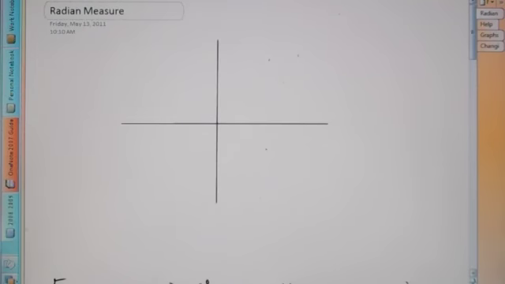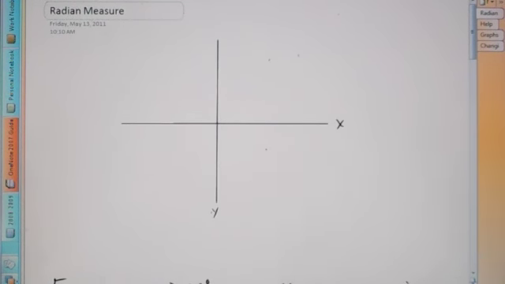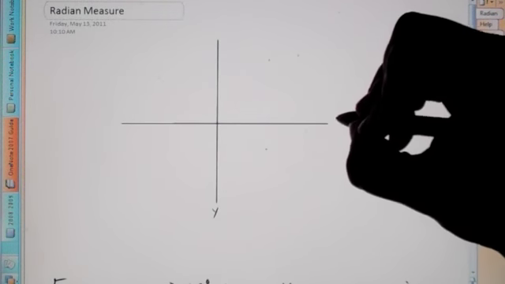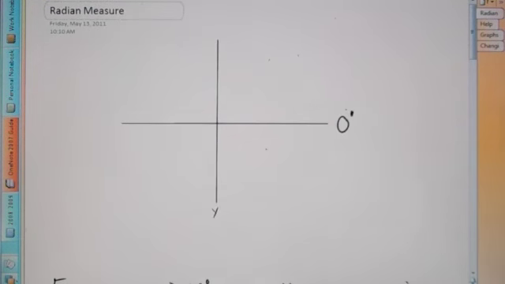Hey Algebra 2, today we're going to talk about radian measure. When we have our XY coordinate plane, we've been dealing with degrees, but now we're going to change that into radians. Notice here when we start, we say this is 0 degrees, and we work counterclockwise. We're going to do the same thing with radians.